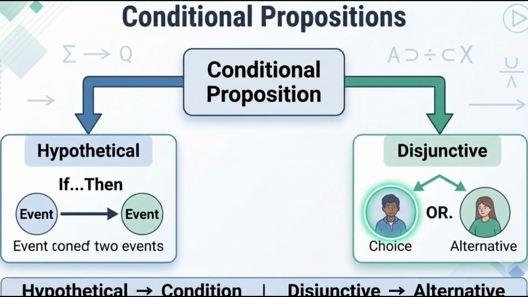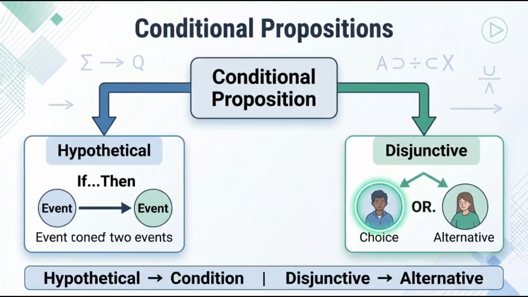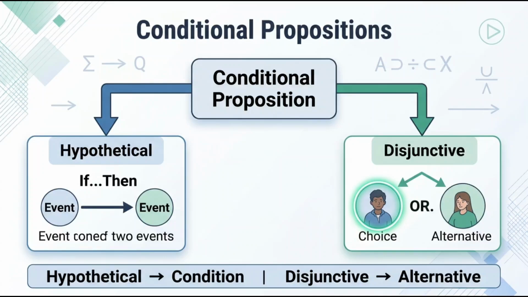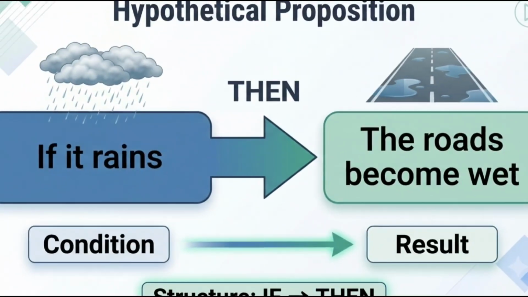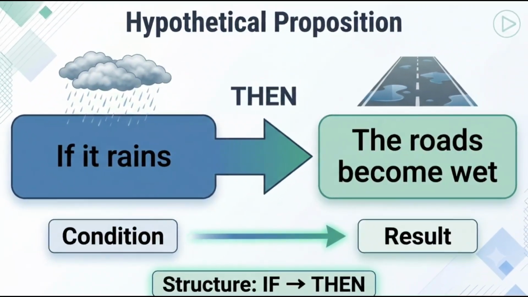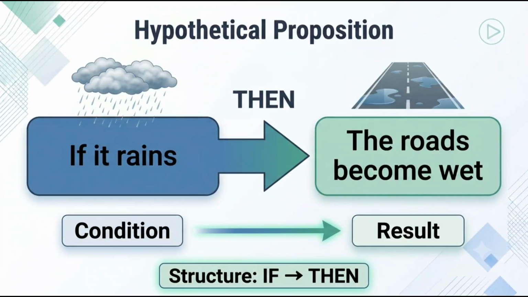Conditional proposition. Unlike categorical propositions, conditional propositions express relationships between ideas. Instead of simply describing a class, they show conditions or choices. The two common types are hypothetical proposition and disjunctive proposition. A hypothetical proposition has an if-then structure. For example, if it rains, the road becomes wet. The first part is called the condition and the second part is the result. The truth of the second part depends on the first.